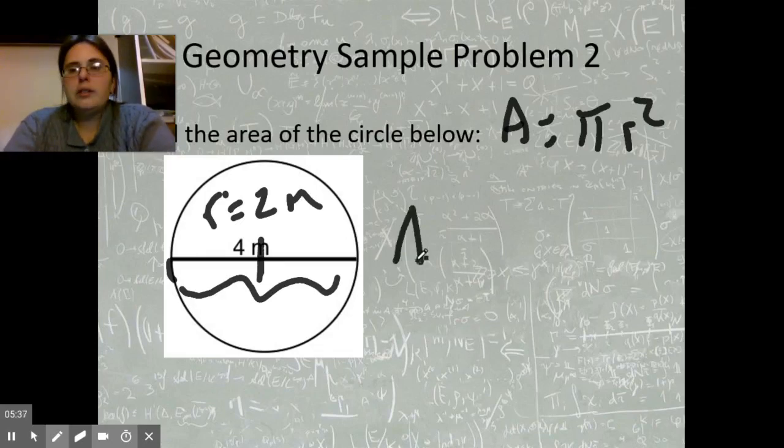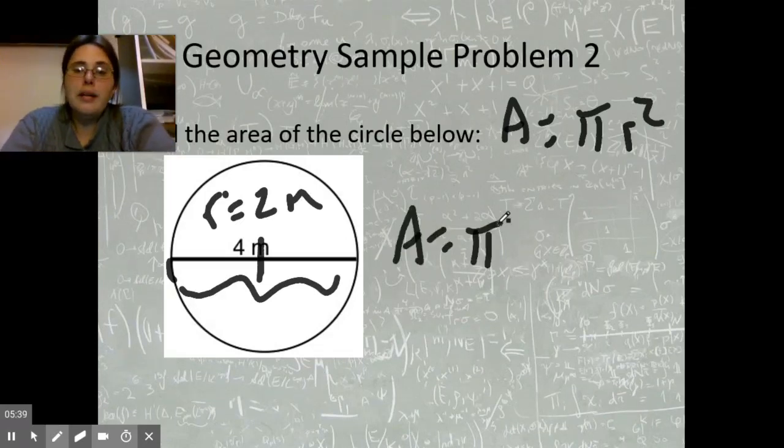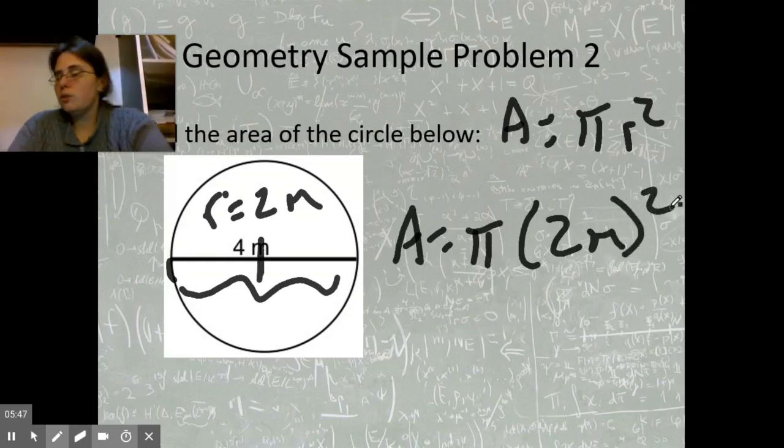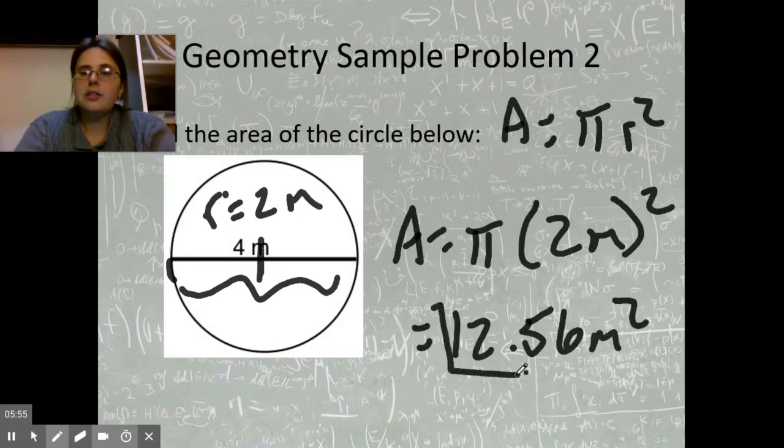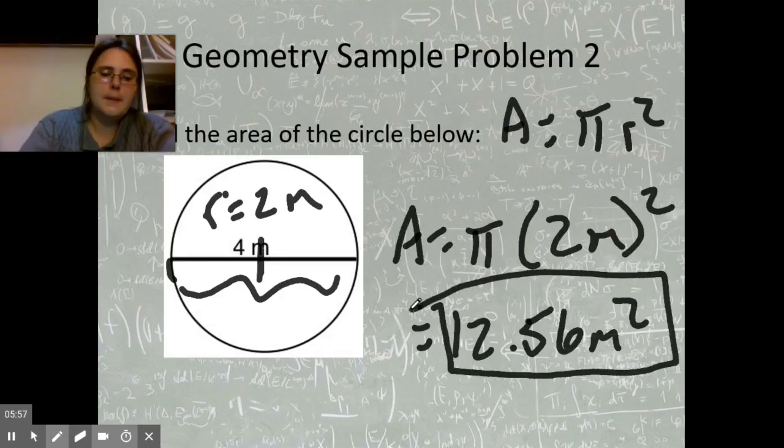it's going to be equal to pi, and pi is a function on your calculator. It's just a button and you can press it. And then 2 meters, and that quantity is squared. And we are going to get 12.56 meters squared. And that is our answer. Okay.